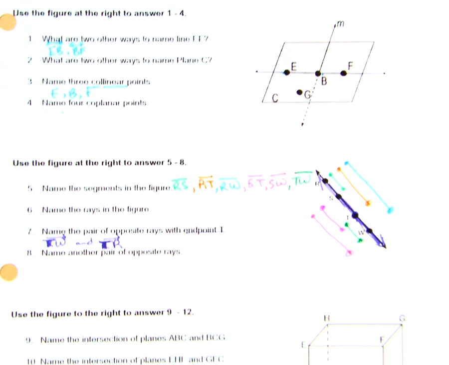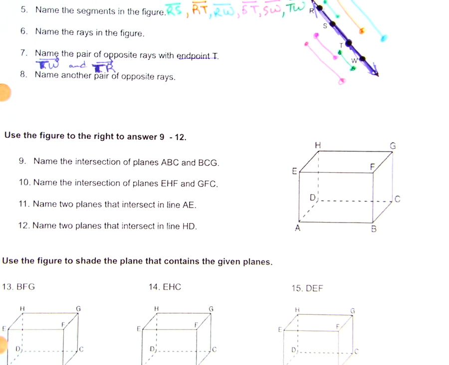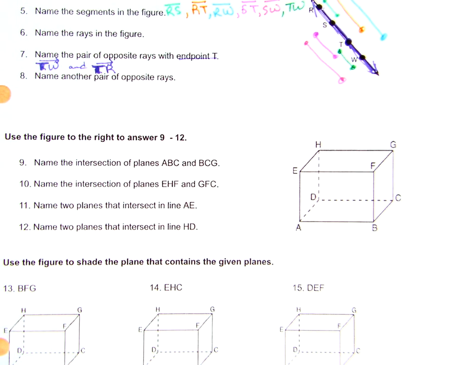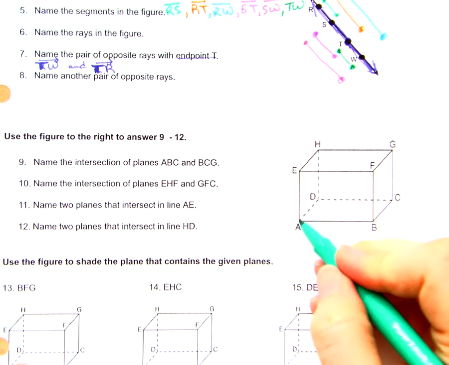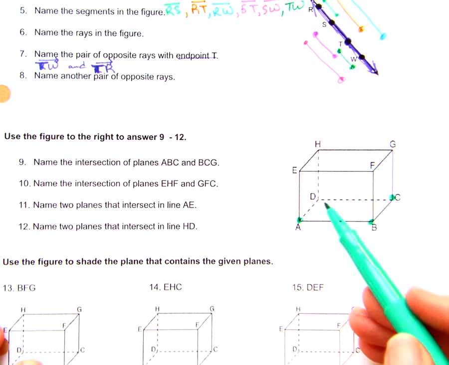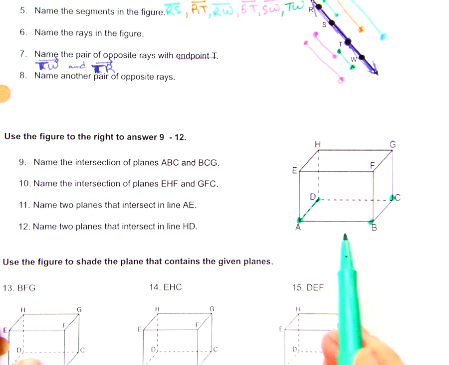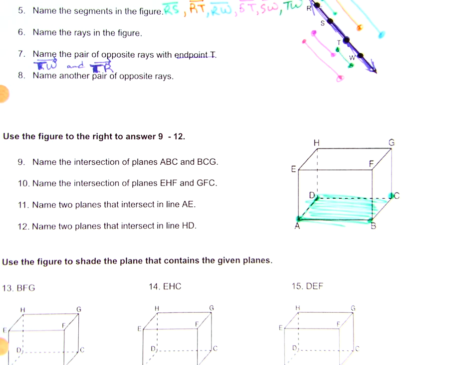Okay, let's jump to number 9. It says, name the intersection of the planes ABC and BCG. The plane ABC is going to be the bottom of this rectangular prism or this box here. ABC is the bottom, so I need the fourth bottom point. To see that, I'm going to shade it like we did in class today.